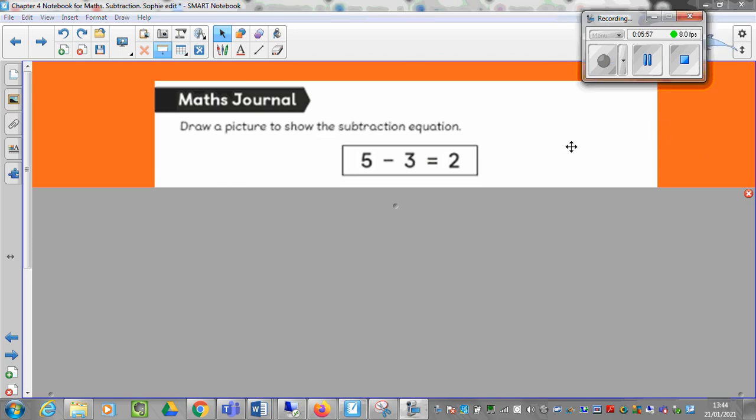Okay, I think I've fixed it. Okay, so we have a number sentence here. If you said it is a number sentence, I've just said you're absolutely correct. So let's have a look here. We need to draw a picture for this. 5 take away 3 equals 2.